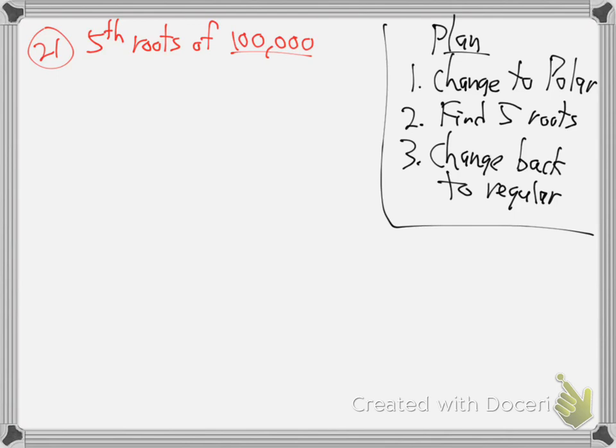All right, so let's go. First off, change to polar. How do you take just a plain old number, 100,000, and change it to polar? What do you do?